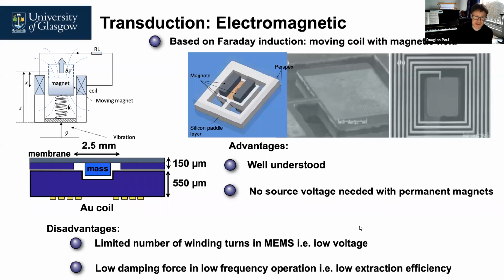So when you scale this down to the wafer scale, the powers go down and it's less efficient. You get low damping forces and low frequency operation. So these systems, as they're normally set up, the transduction efficiency is extremely low. As stated before, these sorts of systems are about 0.1% efficient in taking the vibrational energy and converting that to electricity.